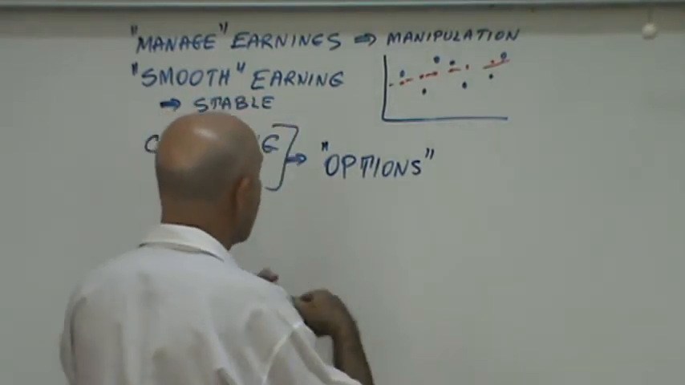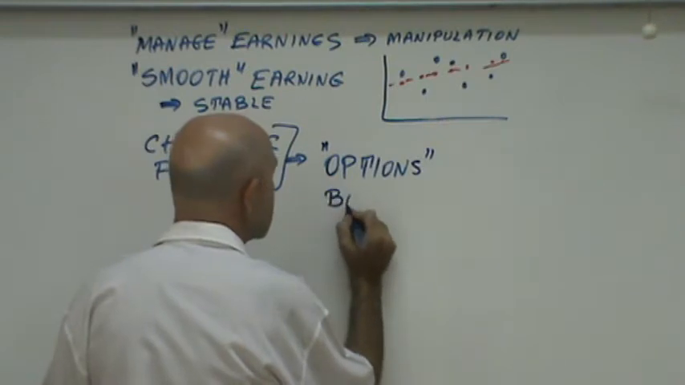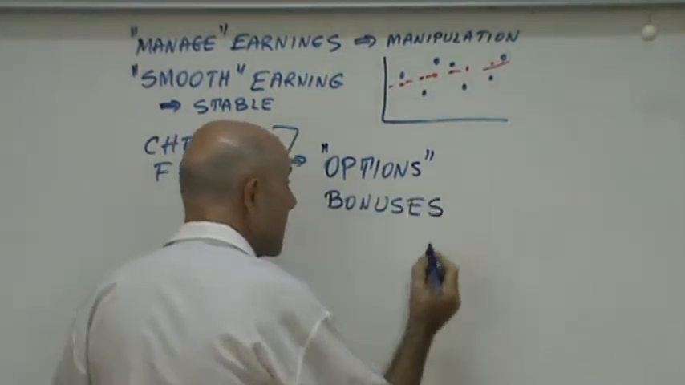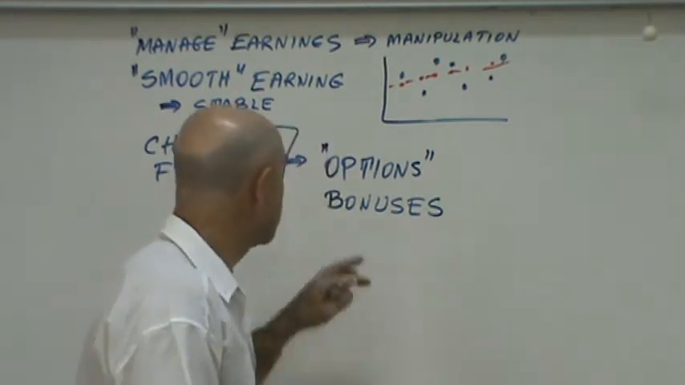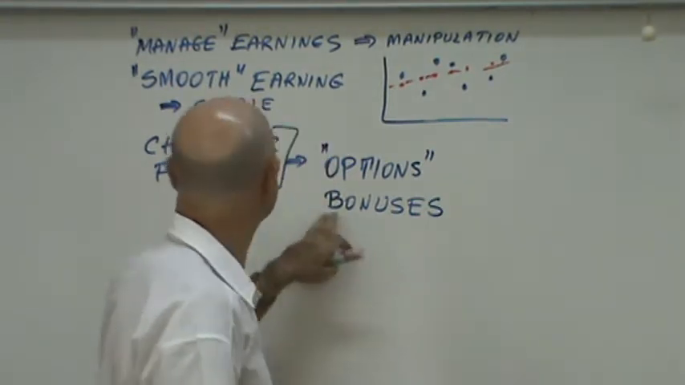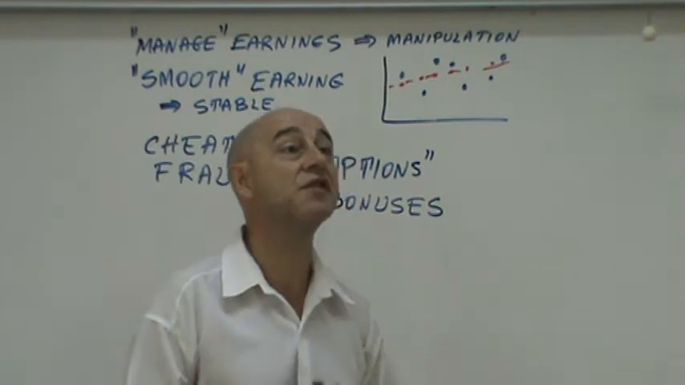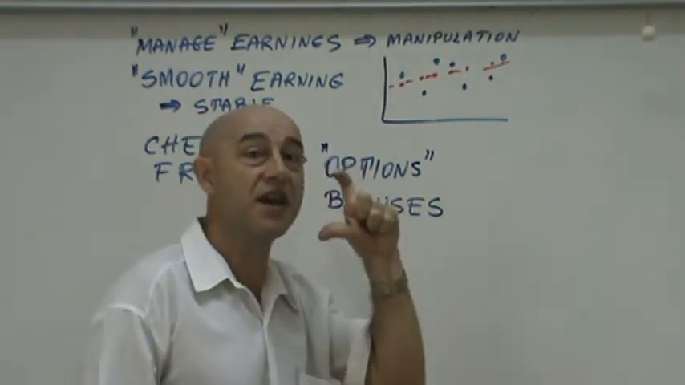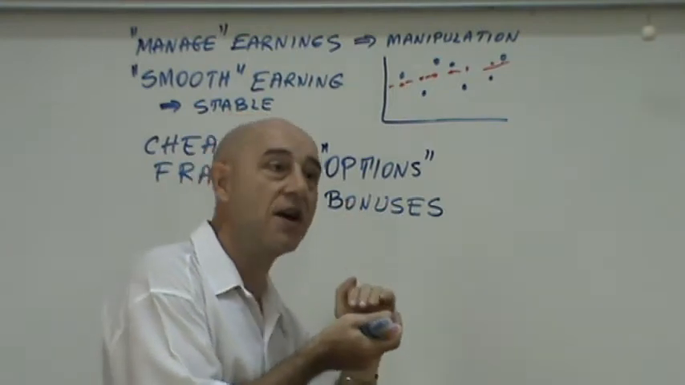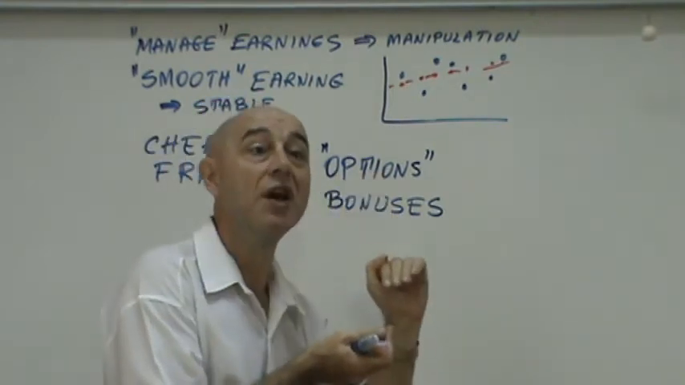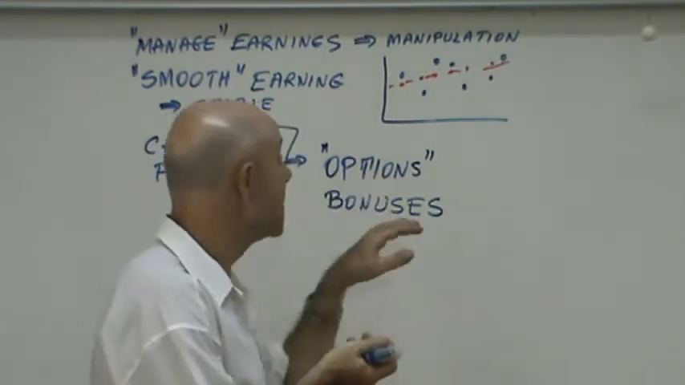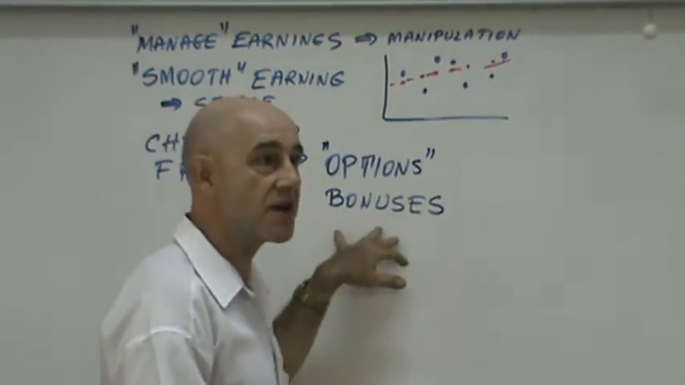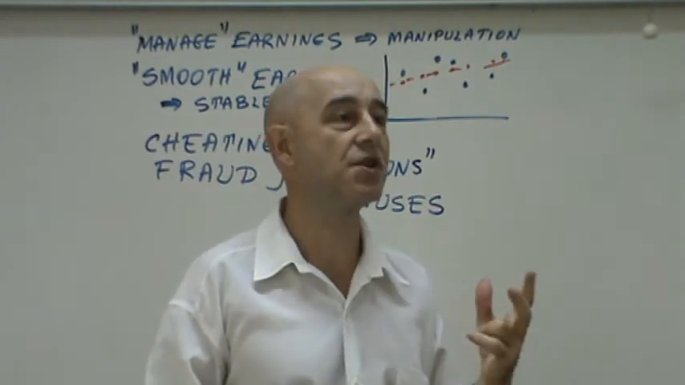Same thing applies with bonuses, executive bonuses. A lot of executives will have year-end bonuses based on some measure of earnings, could be operating earnings. So if your bonus correlates to the earnings, you will manipulate the earnings, make a nice big number, so you can get a big bonus. Now this is what happens with commercial banks.